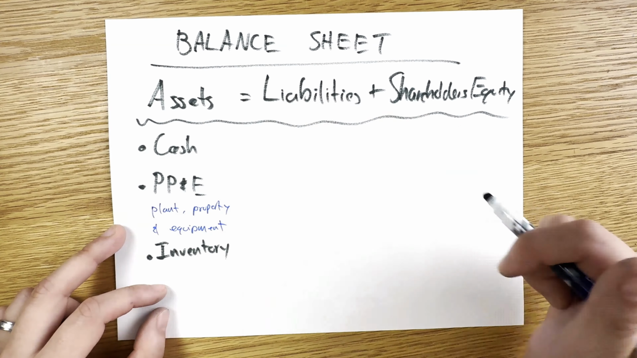Next, for liabilities, things that you owe. You can owe debt. And we also talked about accounts payable or bills.